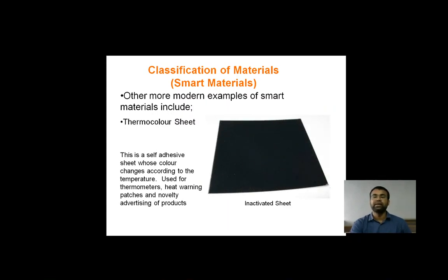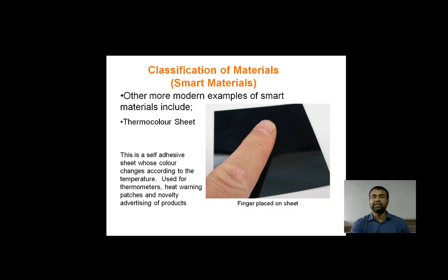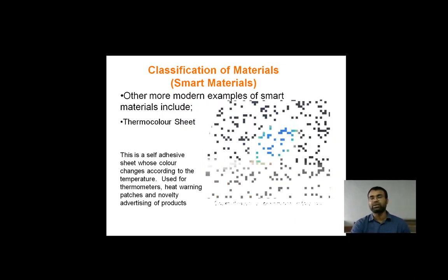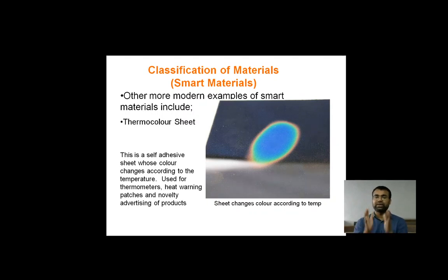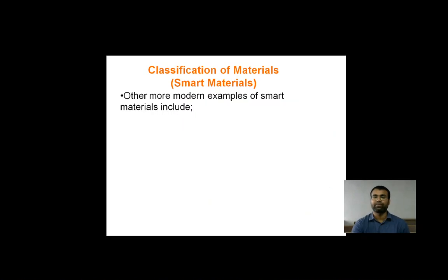You can see this self-adhesive sheet whose color changes according to the temperature, used for thermometers, warning patches, and novelty advertisements of products. And this is a finger placed on the sheet. This is the self-adhesive sheet whose color changes according to the temperature. That is how these particular smart things work, and you can see the temperature sensing working.